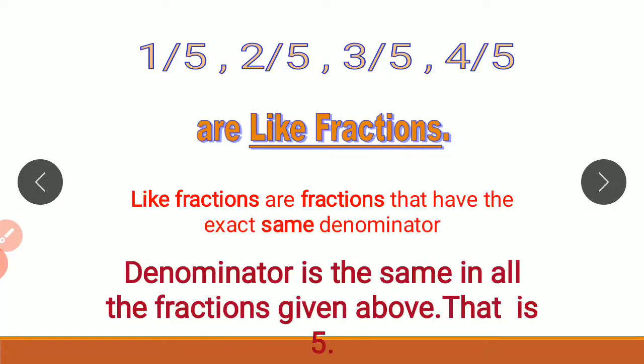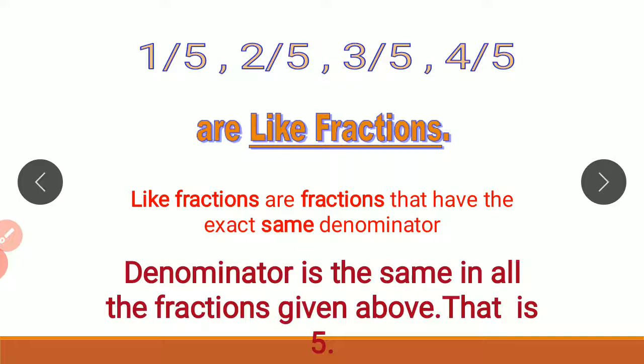In the same way there are some more examples of like fractions: 1 by 5, 2 by 5, 3 by 5 and 4 by 5. We can take more examples, 8 by 5, 7 by 5, 15 by 5 and so on. If there are fractions of this type, that means they have the same denominator, they are called like fractions. These all are like fractions. Like fractions are fractions that have the exact same denominator. In other words, fractions which have the same denominator are called like fractions.